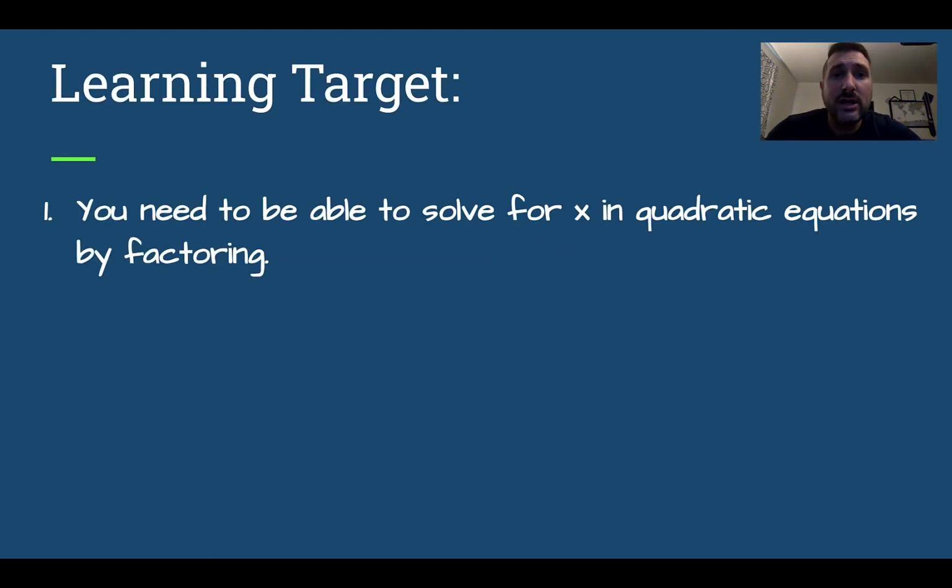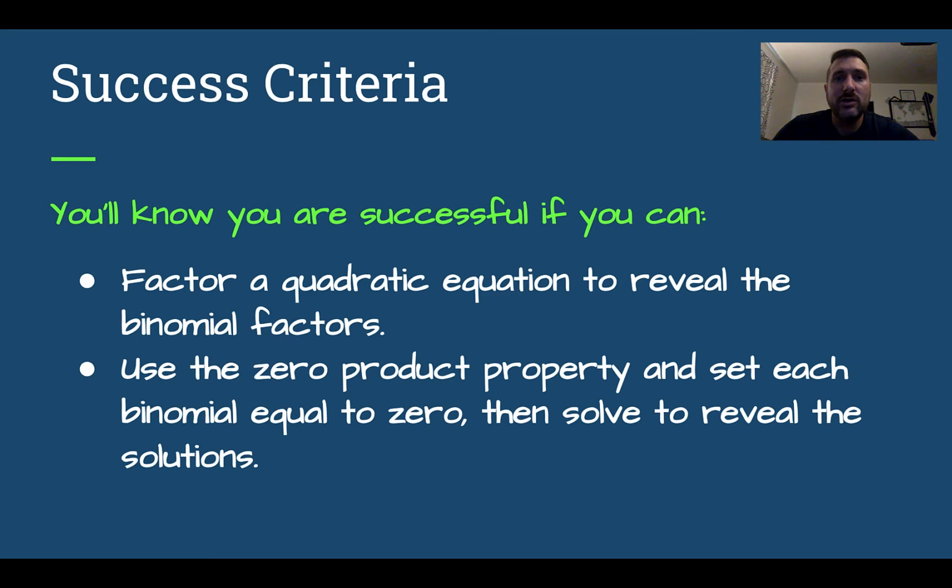After this lesson, you need to be able to solve for the x or variable in quadratic equations by factoring. You'll know you're successful after this lesson if you can factor a quadratic equation to reveal the binomial factors, and use the zero product property and set each binomial equal to 0, then solve to reveal the solutions.